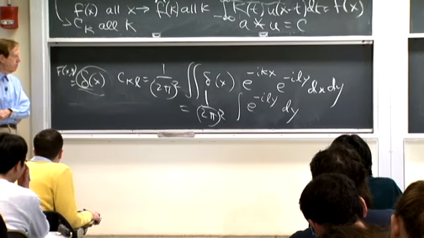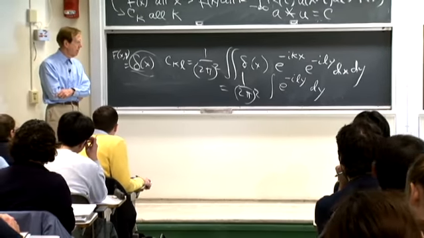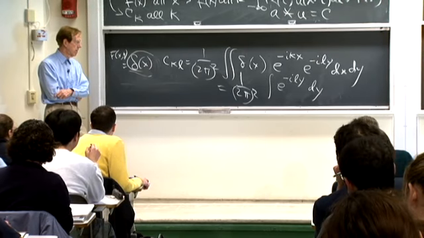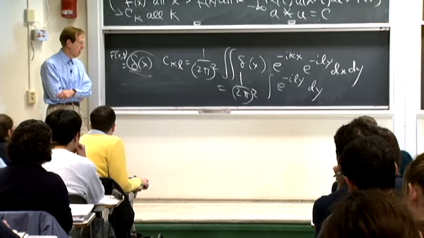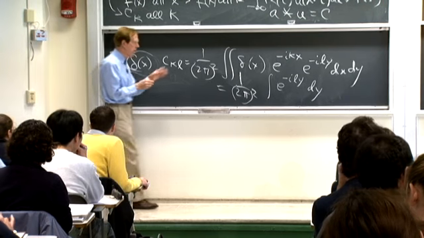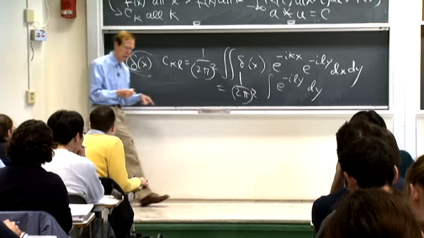It's 2... Wait a minute. Depends on L, doesn't it? So when L is 0, you get 2 pi, and when L is not 0, you get 0. So it's going to depend on whether L is 0 or not. Is that right?